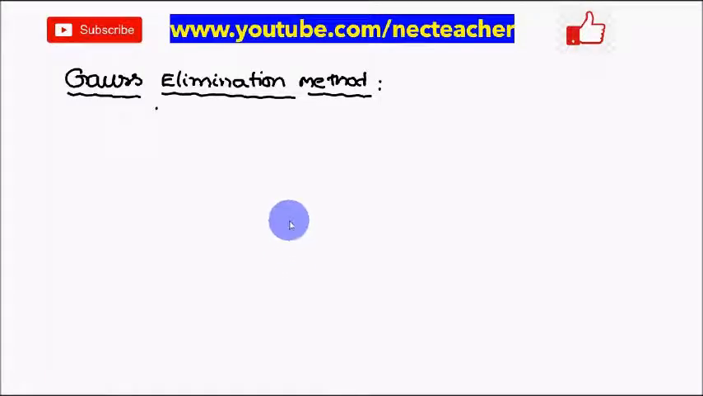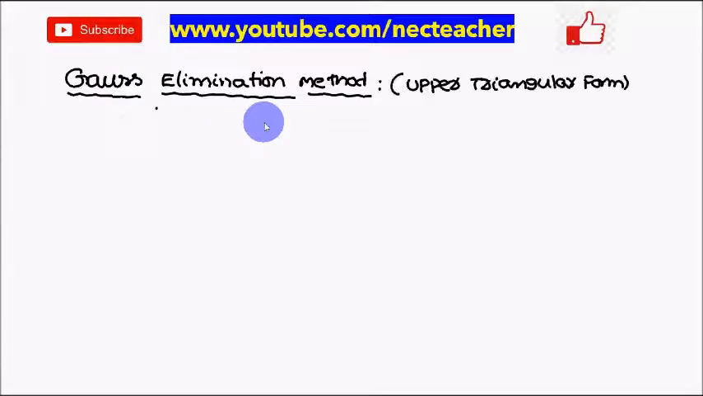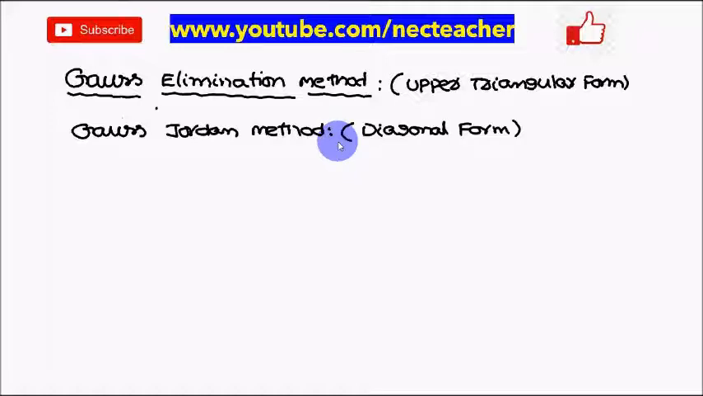Today we are going to discuss the Gauss-Jordan method. So before that, what is meant by the Gauss elimination method? Let us discuss. Gauss elimination method means upper triangular form. You have to reduce the matrix A to upper triangular form. Then the Gauss-Jordan method means you have to reduce the matrix A to diagonal form.